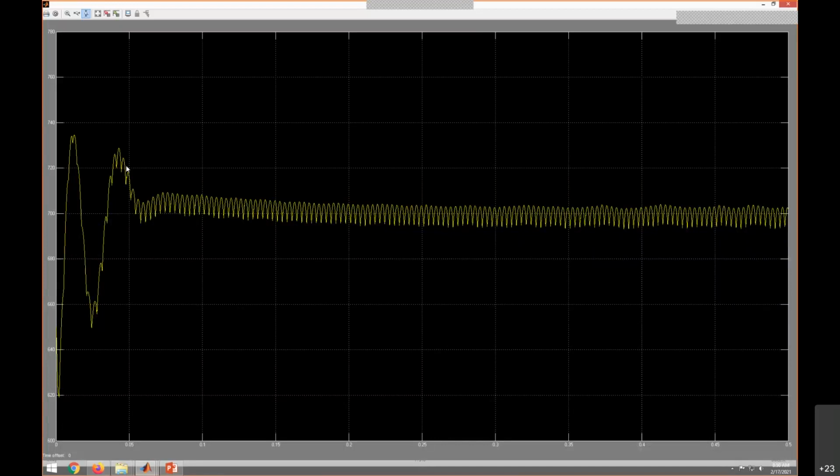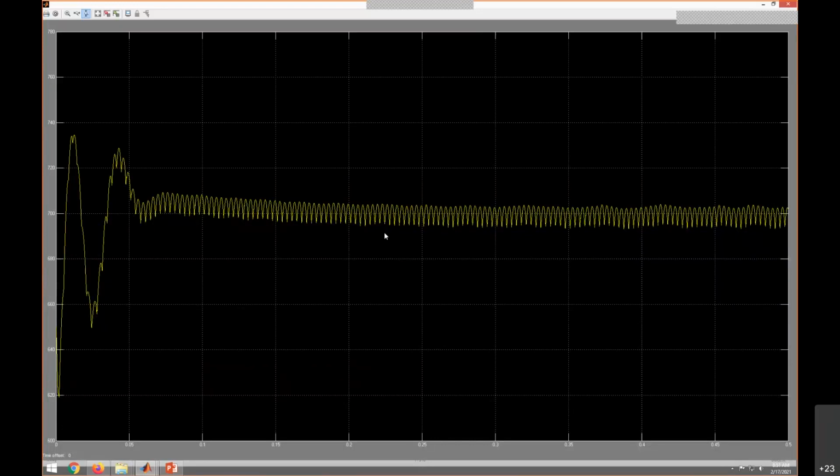So now earlier the peak overshoot is 760, and now it is reduced to 720 or something like that. But the steady state error is increased, right? Because we are increasing Ki, some steady state error is increased.